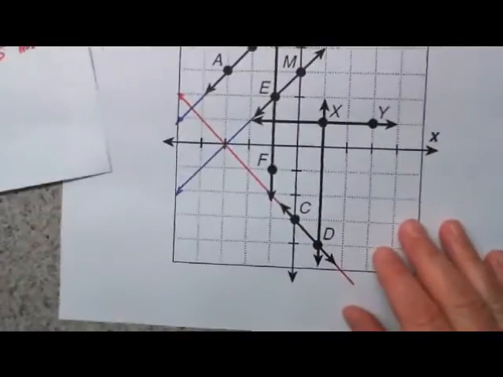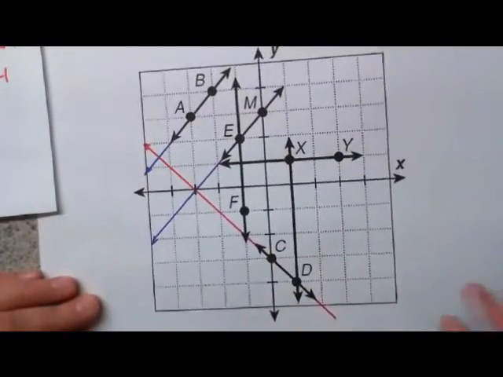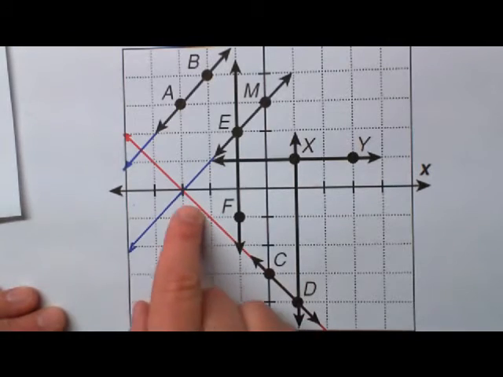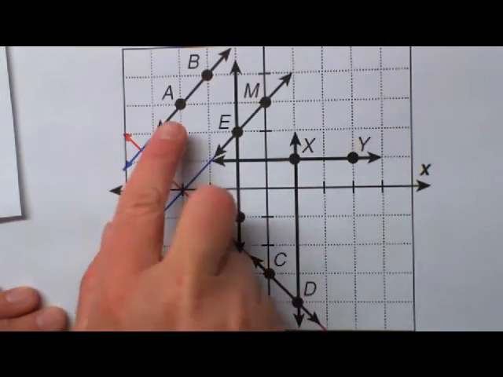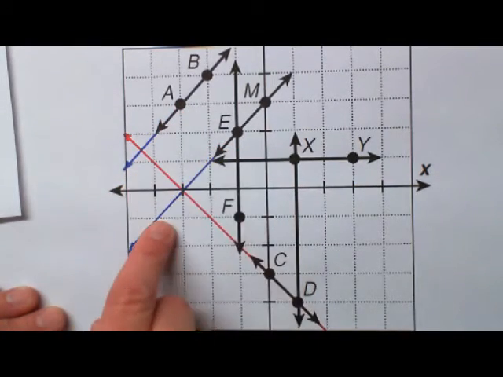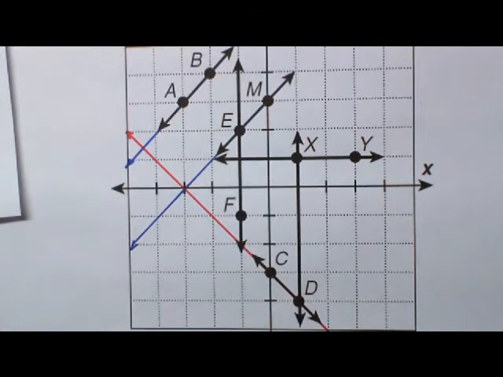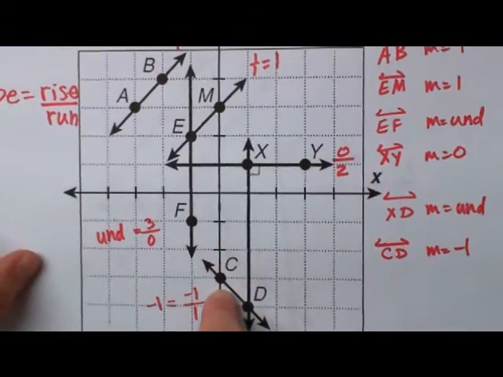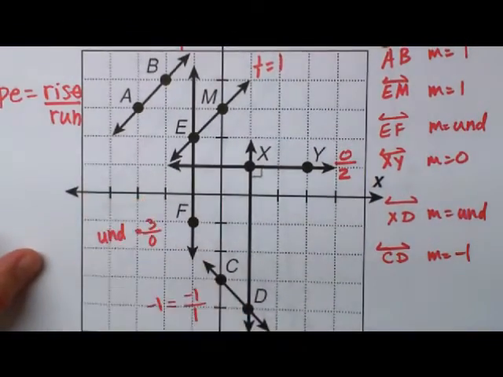I've taken line CD and I've extended its line up here. Then I extended the lines of AB and EM. Now it's kind of easy to see that they're perpendicular to one another. But frankly, when I started this problem, I didn't know they were going to be perpendicular because I can't tell.